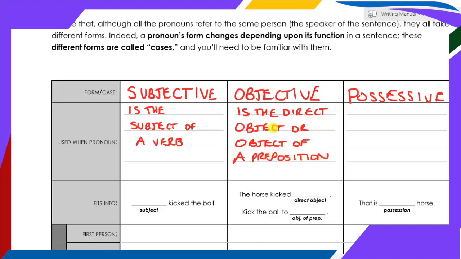Remember that the direct object is the object of a verb. Object of a preposition is the noun that comes after a preposition. If you have done subject-verb agreement, you should be familiar with objects of prepositions. And then the possessive case is used when the pronoun shows, tricky one, possession. So again, subject case, object case, possessive case.